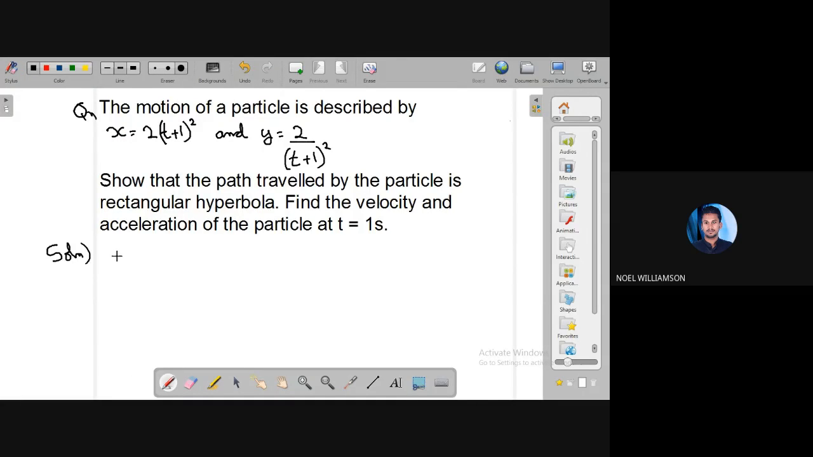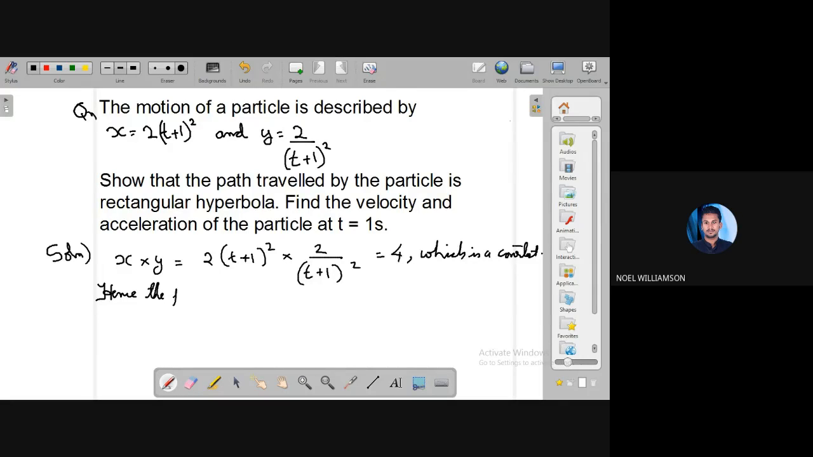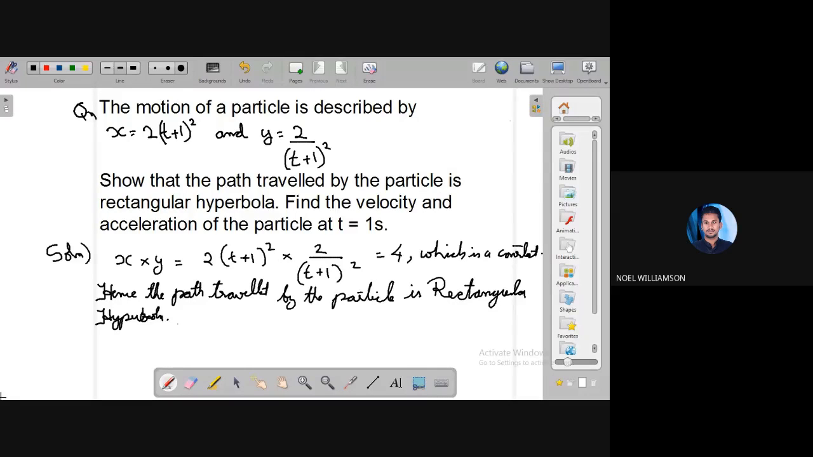Here, if you multiply x into y, then you will get 2 into (t plus 1) the whole square into 2 by (t plus 1) the whole square. This (t plus 1) the whole square and (t plus 1) the whole square will be cancelled. Then you will get the value 4, which is a constant. So hence we can say the path traveled by the particle is a rectangular hyperbola. Okay, so the first part is over.